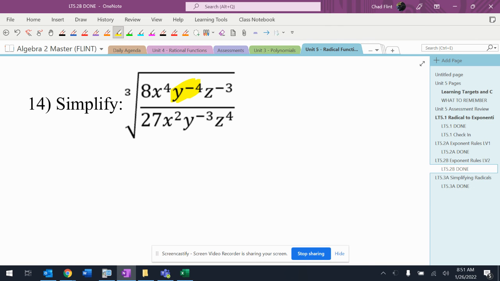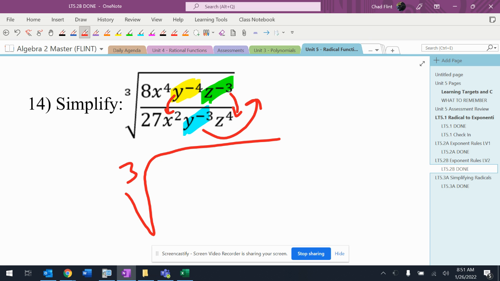Look at this nasty looking guy. So let's move all of these negative exponents first. All right, again, I'm going to simplify what's inside the radical before I do anything else. So it's going to be 8x to the fourth. Those are both gone, but I brought a y to the third to the top.